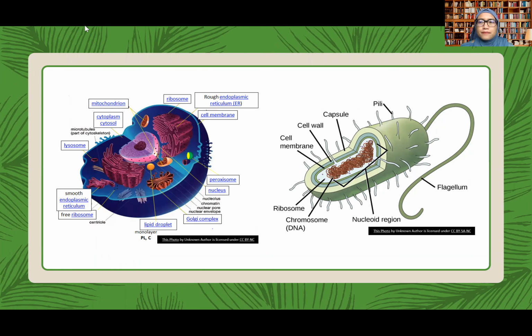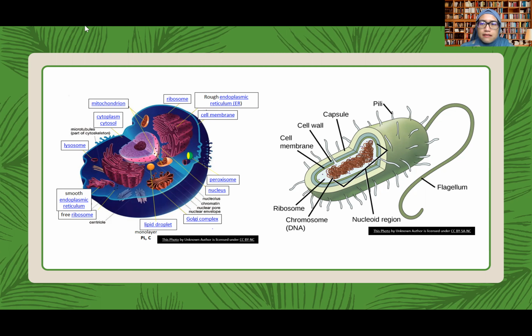Its DNA, its genome, its genetic material, its chromosome is just clumped in the middle of the cell, floating around, and it's called the nuclear region. But the DNA itself, the chromosome itself, doesn't have a membrane that encompasses it.